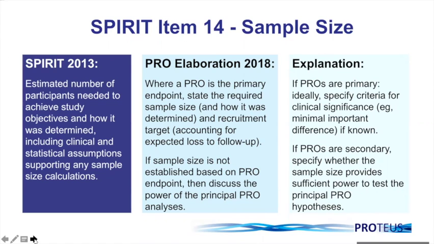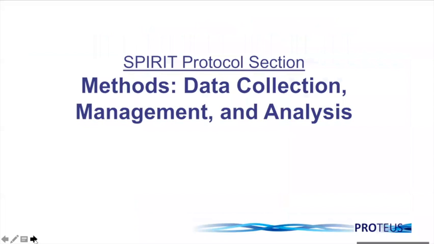In terms of the explanation for this, well, if PROs are the primary endpoint, ideally you should specify the criteria for clinical significance, for example, minimal important difference if known. But if they're secondary endpoints, then you really need to understand whether you'll have sufficient power to test the principal PRO hypotheses within your trial. We'll now turn to the next section, which again is methods, but focused on data collection, management, and analyses.